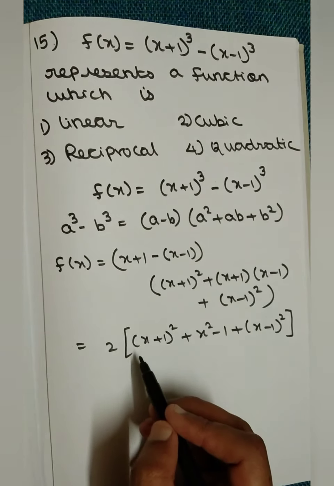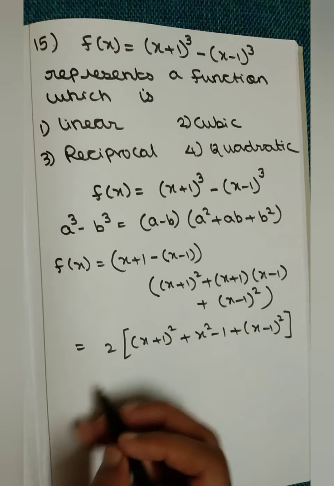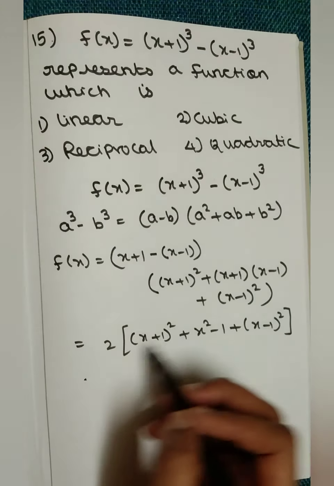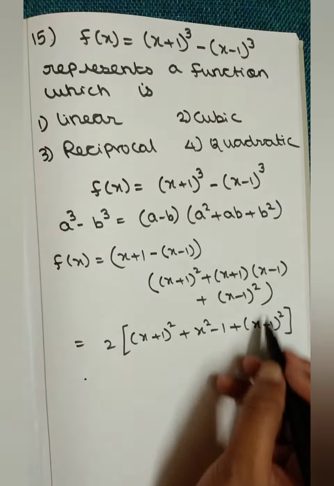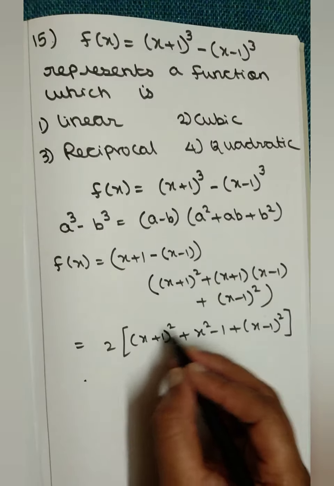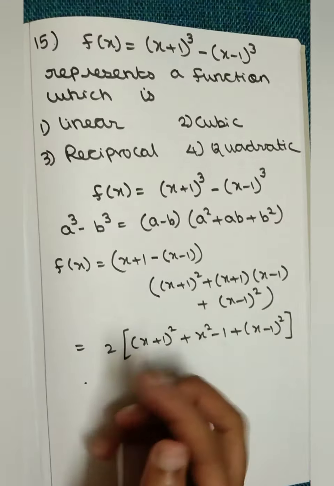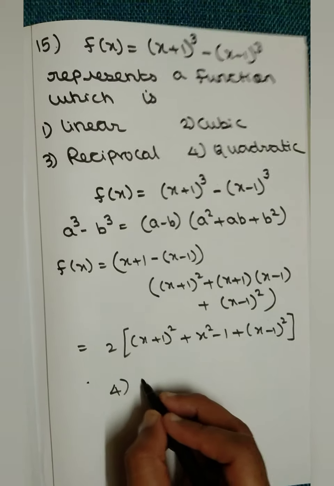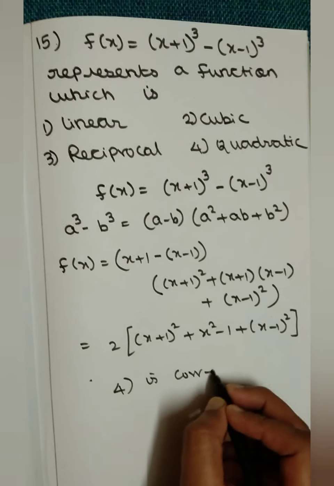Totally inside, my degree is 2. So f of x contains the equation of degree 2. If the degree is 2, then the function must be a quadratic. Don't expand this fully, you can do it as mental calculation, so it will save your time. So 4 is correct. So it is a quadratic.